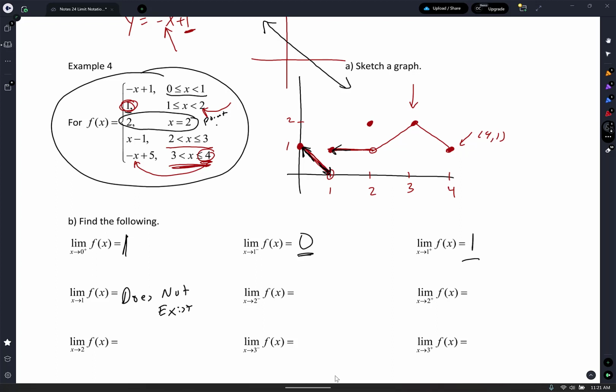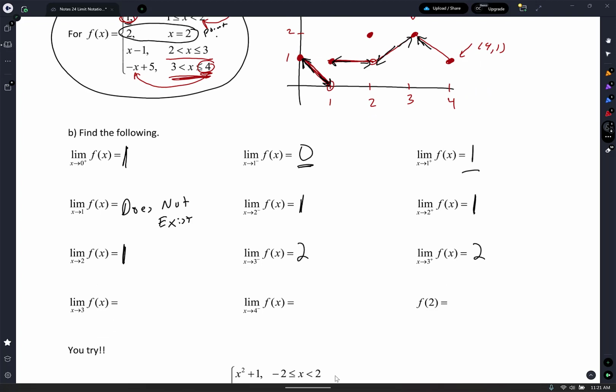Limit as x approaches 2 from the left: 1. Limit as x approaches 2 from the right: 1. Limit as x approaches 2: 1. Limit as x approaches 3 from the left: 2. Limit as x approaches 3 from the right: 2. Limit as x approaches 3: 2.